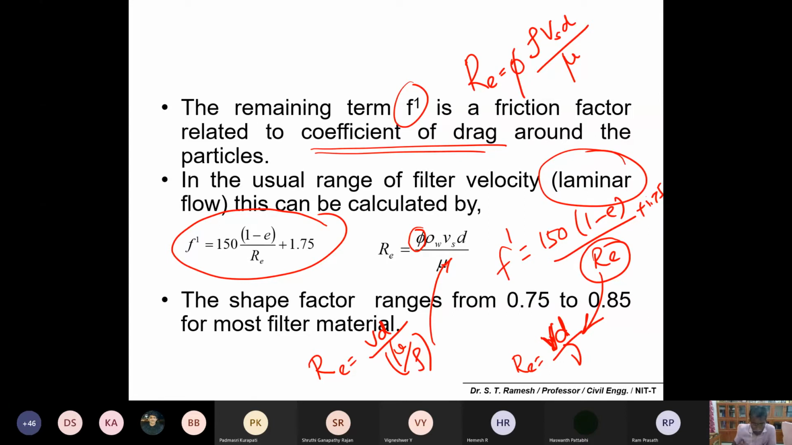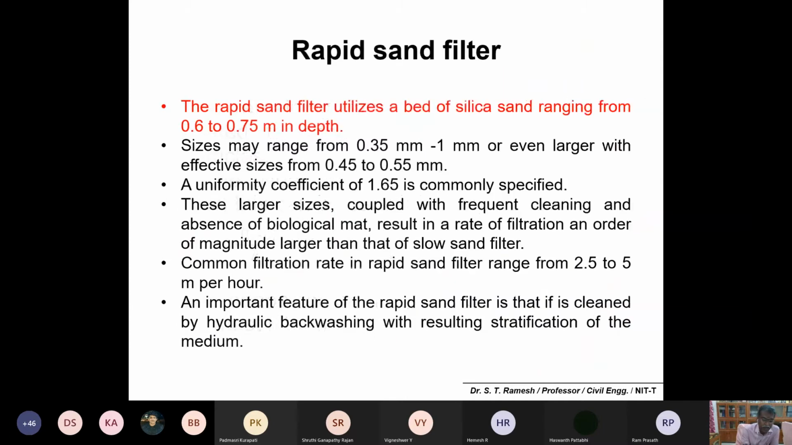Okay, so now these are some specifications of the rapid sand filter. A rapid sand filter utilizes a bed of silica sand ranging from 0.6 to 0.75 meter in depth, and the size of the material you use is 0.35 to 1 mm or even larger, with an effective size of 0.45 to 0.5 mm. The uniformity coefficient of the silica sand is about 1.65, and common filtration rate ranges from 2.5 to 5 meter per hour.